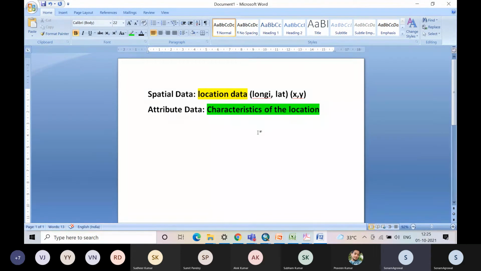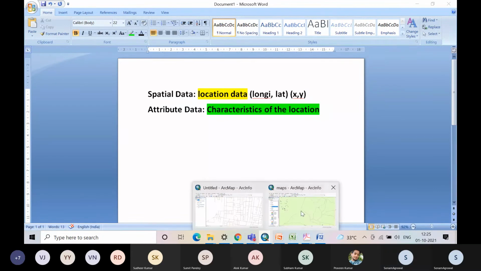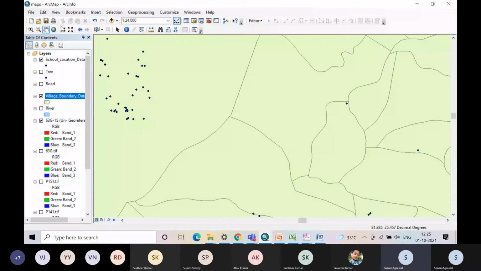Till now we were discussing these spatial data sources, whether it is a map, a satellite image, or aerial images. They are all different examples of spatial data sources that you can capture. Next thing is, suppose I am saying that there is this school.